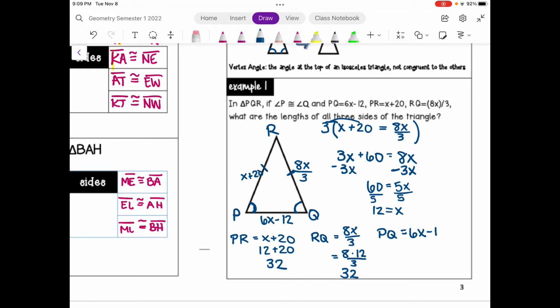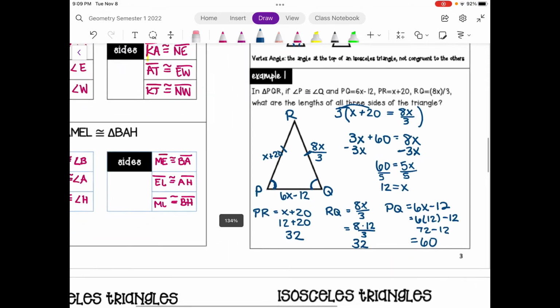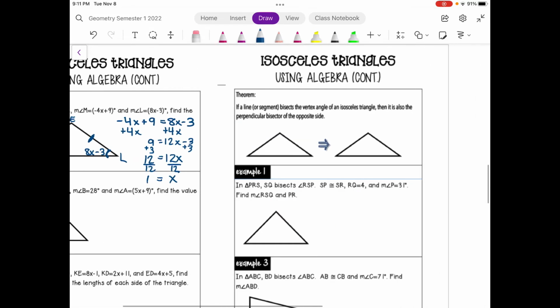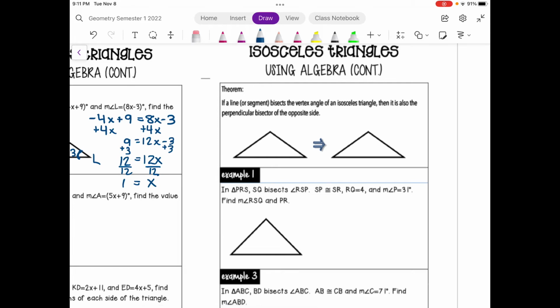All right, and then PQ equals 6x minus 12, which is 6 times 12 minus 12, which is 72 minus 12, which is 60. So our picture here is definitely not drawn to scale, because we should have the bottom twice as long as our 2 equal sides here, because our sides are 32 and our bottom is 60, but we did get equal side lengths, so we did something right. All right, let's look at this one that's just a little bit different, and we'll be done with isosceles triangles.